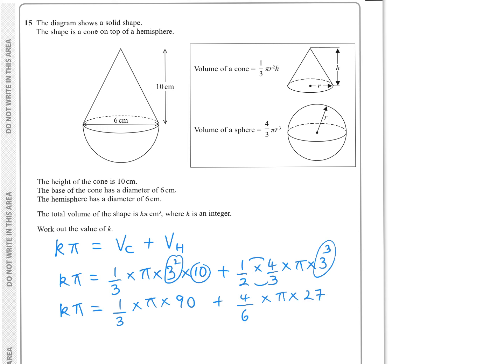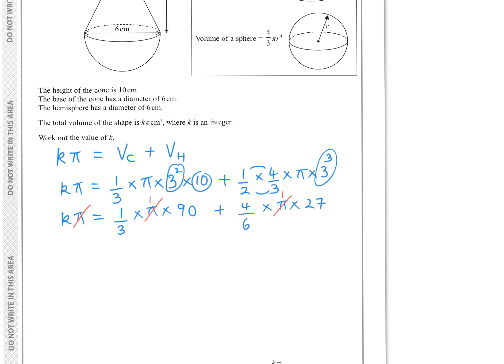I'm going to divide both sides by pi. And that's going to give me, just get a bit more room, and that's going to give me k equals 3's into 90 is 30. 4 6 is 2/3, and 3's into 27 is 9, so I've just got 2 times 9 here, which is 18, and therefore k is 30 plus 18, which is 48.